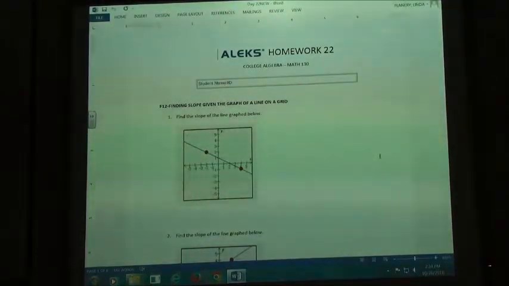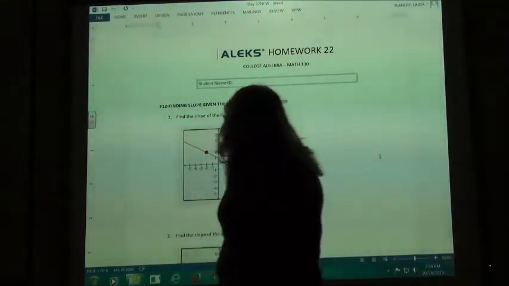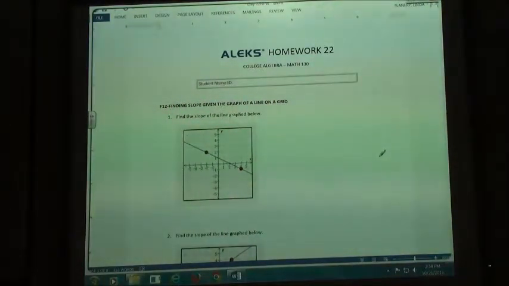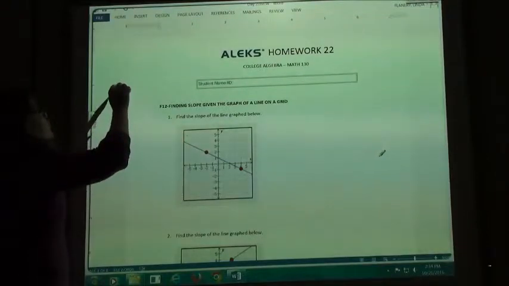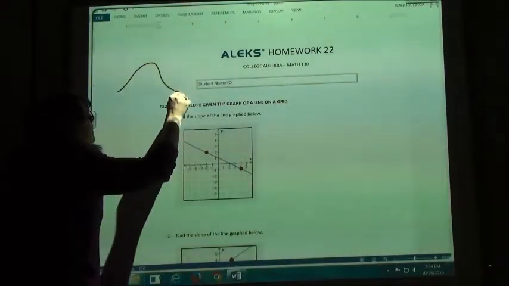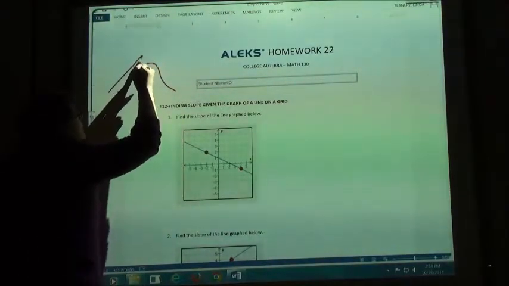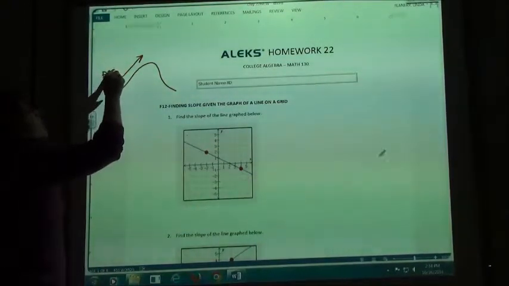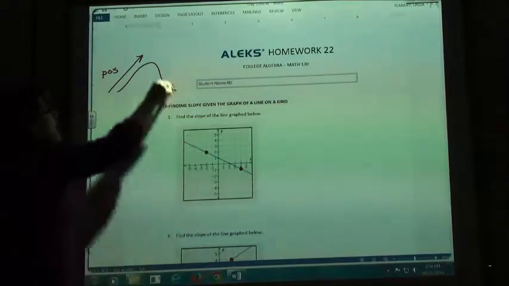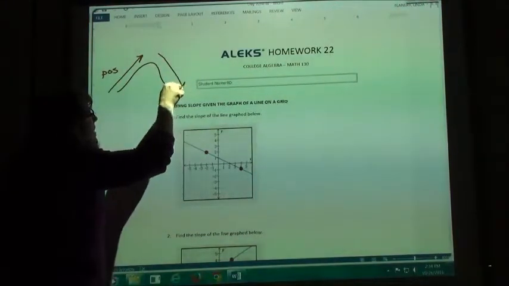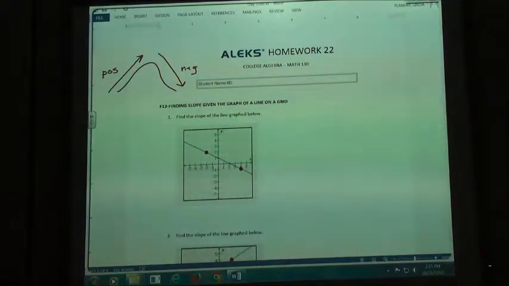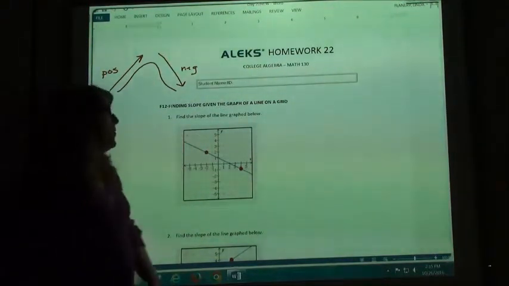Homework 22 is going to be finally getting to slope. We talked about slope on homework 20 when we did all that graphing. When I think of slope, I like to think of a hill. If I'm going uphill as I go from left to right, my slope should be positive. If I'm going downhill as I go from left to right, my slope is going to end up being negative.